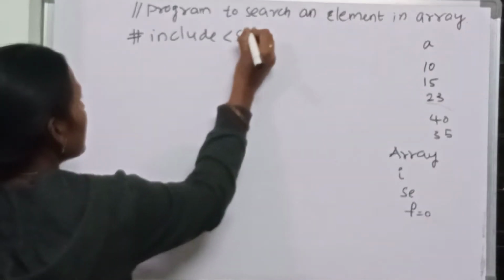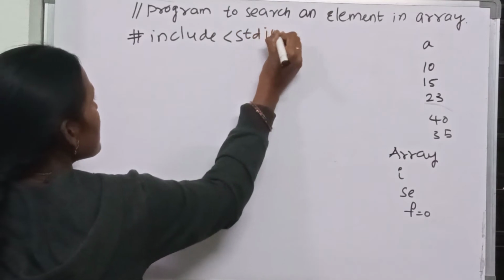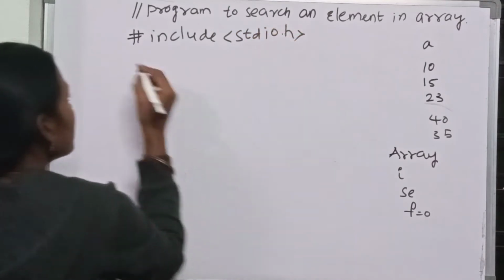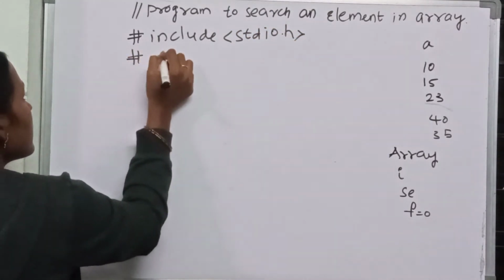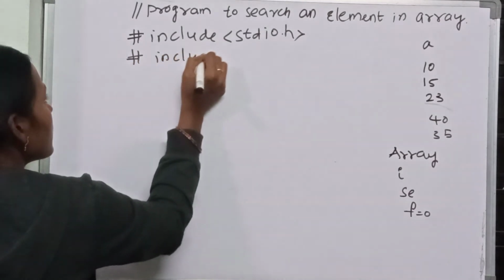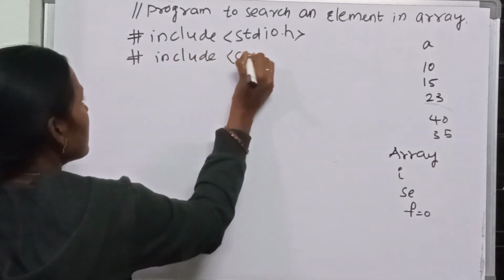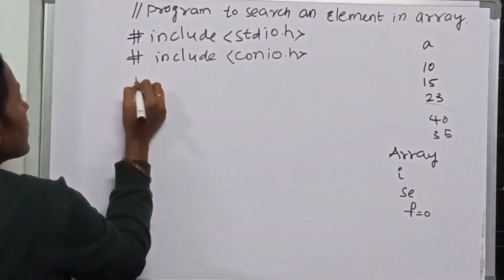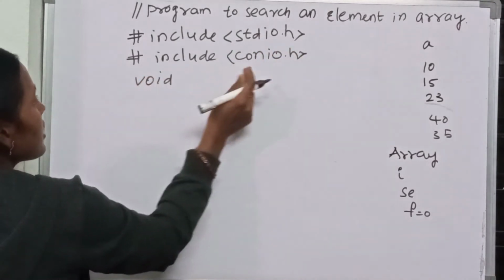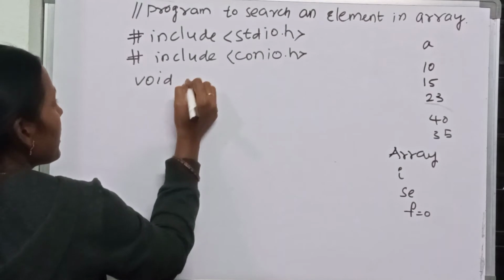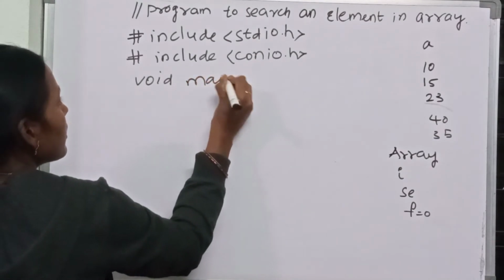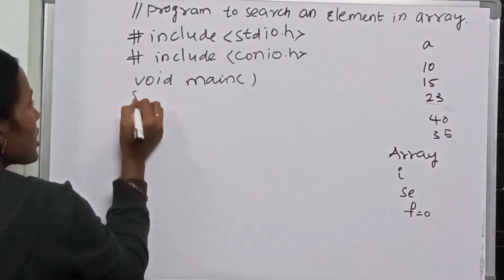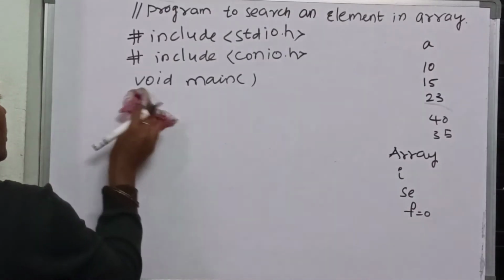Hash include, I am writing stdio.h. Hash include conio.h. So what is this? Console input output header file. I am writing this in the C++ editor, so I should specify void main over here.